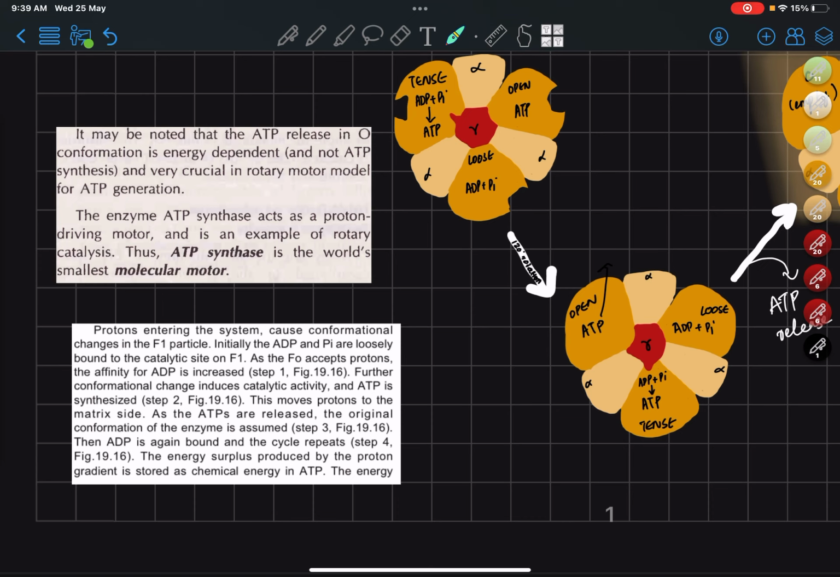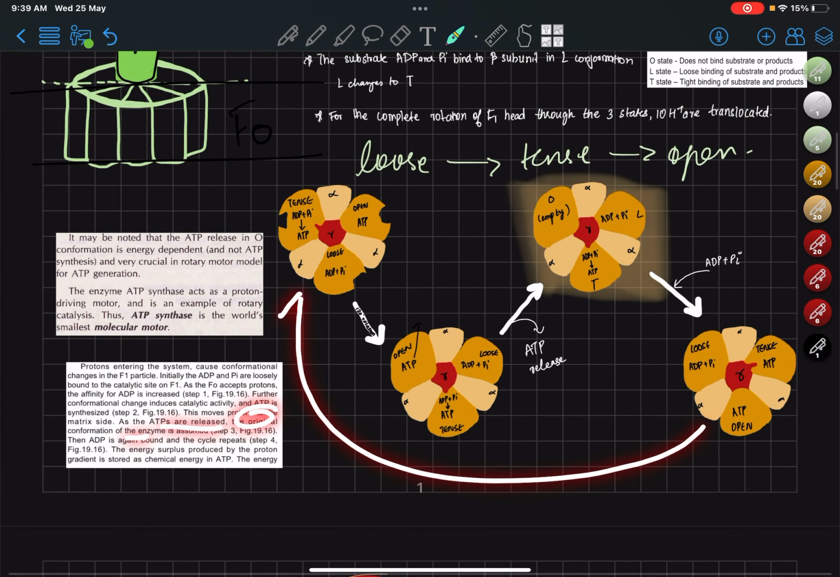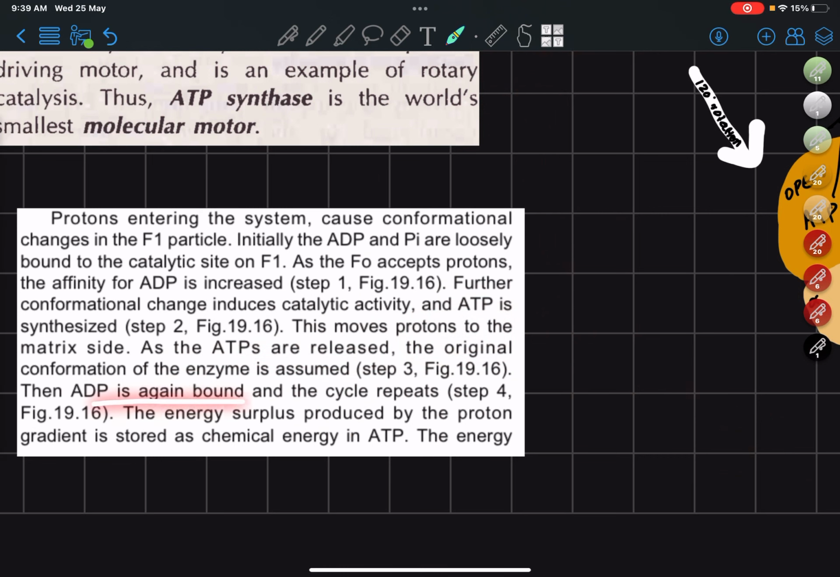Because the protons are actually going from the intermembrane space to the matrix only. So while they are going, this whole process is happening. You know what I mean? So after this process is over, ATP is synthesized and released, and some more protons reach the matrix. As the ATP is released, the original conformation of the enzyme is assumed. As I said, it comes back to its original conformation. The ATP is again bound loosely and the cycle repeats.